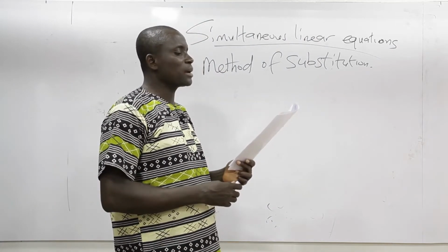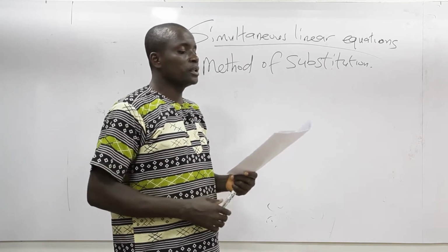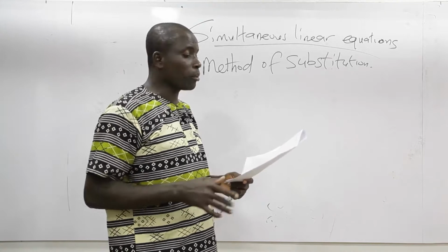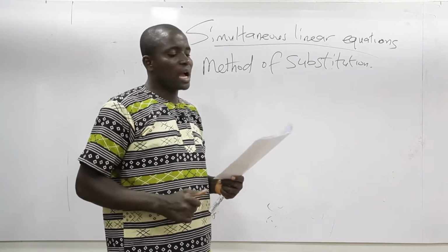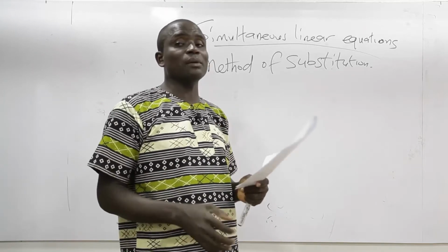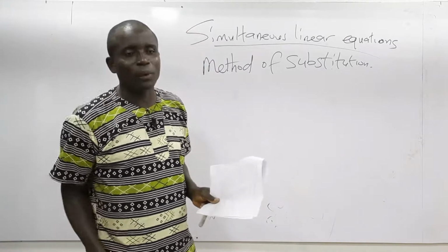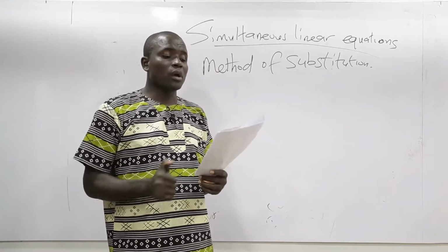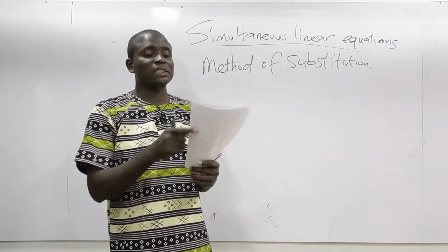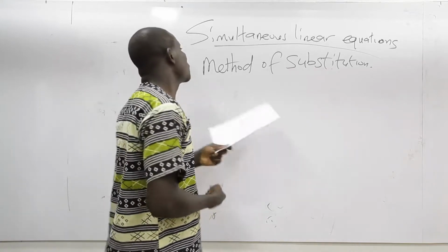So without wasting time, this platform is more of problem solving. So we're going to start solving problems, about 6 problems here. After solving the problems, I'll give you an assignment with the answers against them. When you work and get the answer, because I may not be able to mark whether you are right or wrong, I will attach the answers. That is 3 questions under the method of substitution after solving. So let us see.